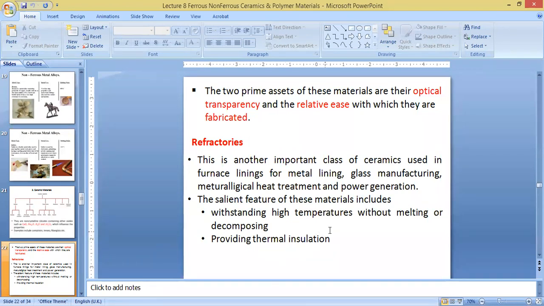And they provide thermal insulation. They have a way of keeping the heat in them, meaning they're able to keep the furnace as hot as possible without the furnace losing that heat to the surroundings.